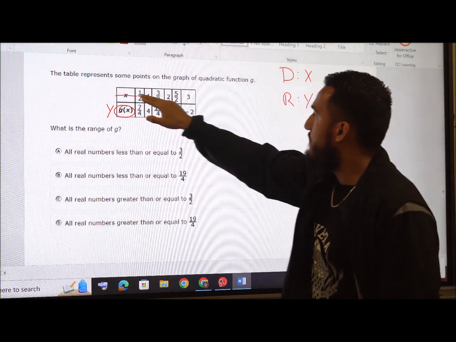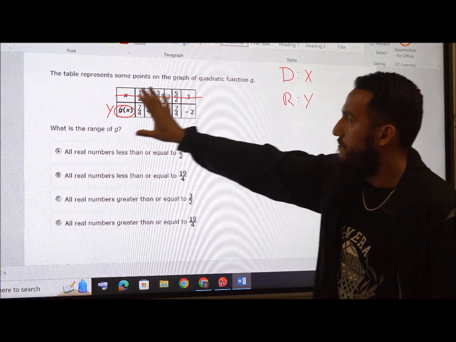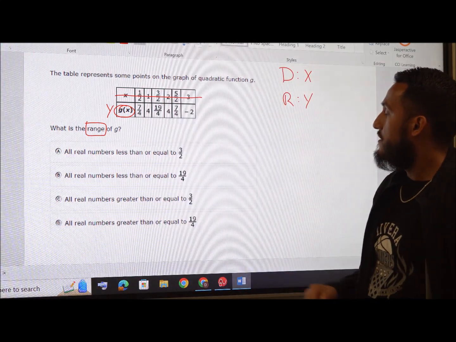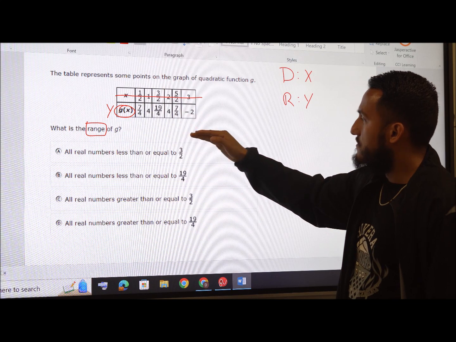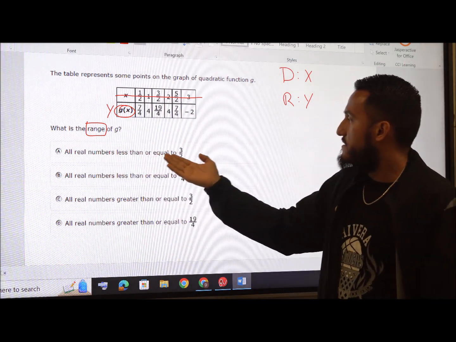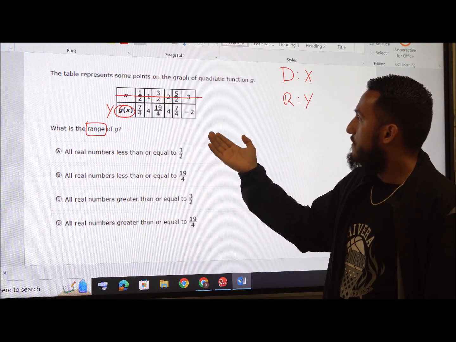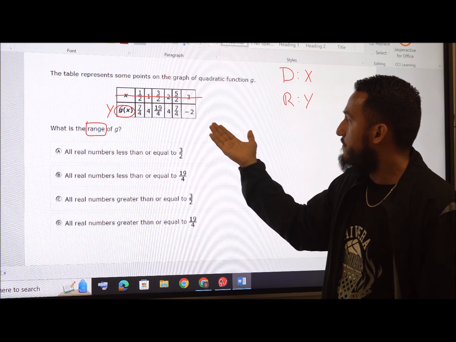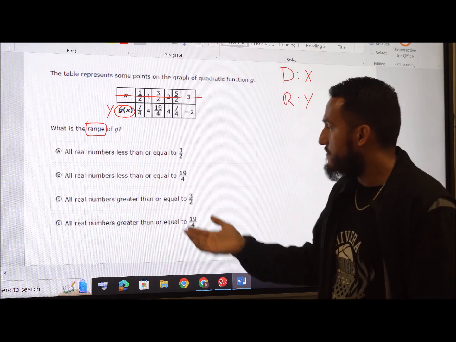We don't need to find the domain. They're not asking anything about the domain, guys. They're only asking us about the range. So you need to find all these values and figure out what the answer would be. All real numbers less than or equal to 3/2. There's not even a 3/2 in this table. So more than likely it's going to be the wrong answer.